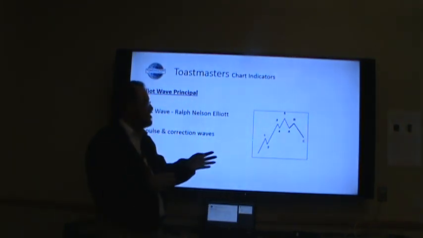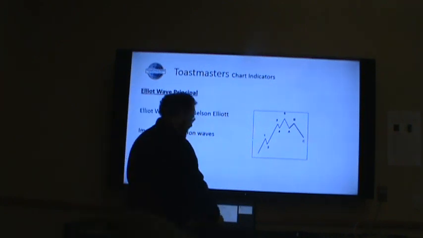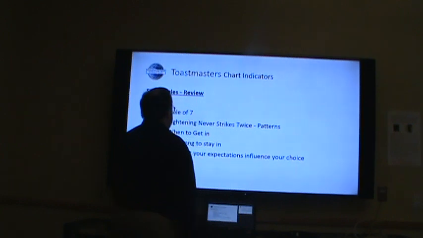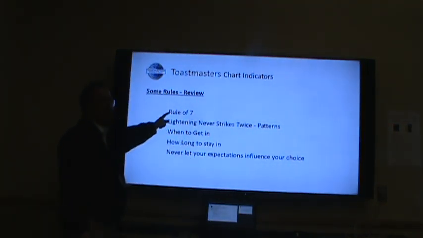And it's really important to know Elliott when you're trading because it really helps to know when to get in and out. So, I'm just going to review some rules. The rule of 7 is the price never moves more than 7 times, 7 bars. It'll move up or down. The 8th bar, it's going to move in the opposite direction.